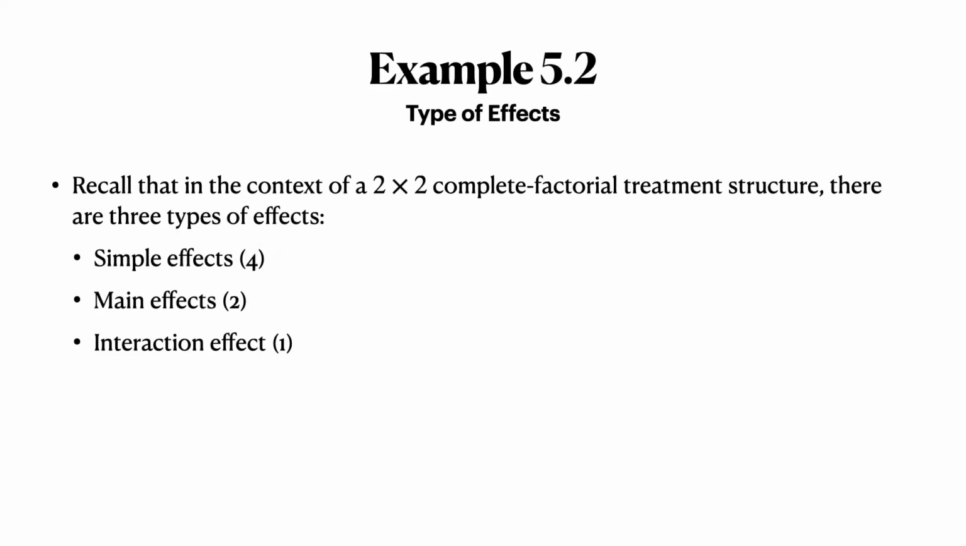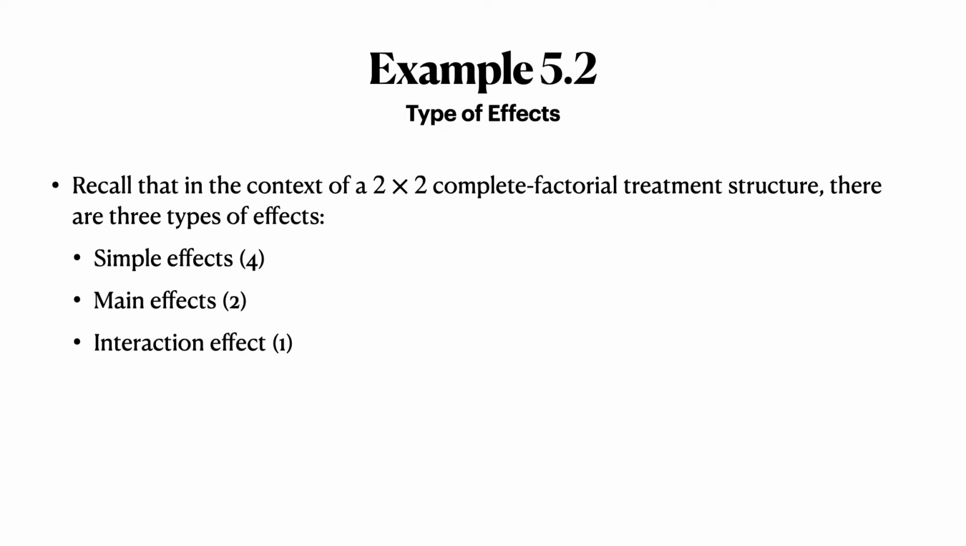Next, let's look at the various types of effects that are available to be considered and calculated in the context of a 2x2 complete factorial treatment structure. You'll recall that in this context there are three types of effects. We have simple effects, main effects, and interaction effects. There are four simple effects that we can calculate and consider. There are two main effects, and then we have an interaction effect.